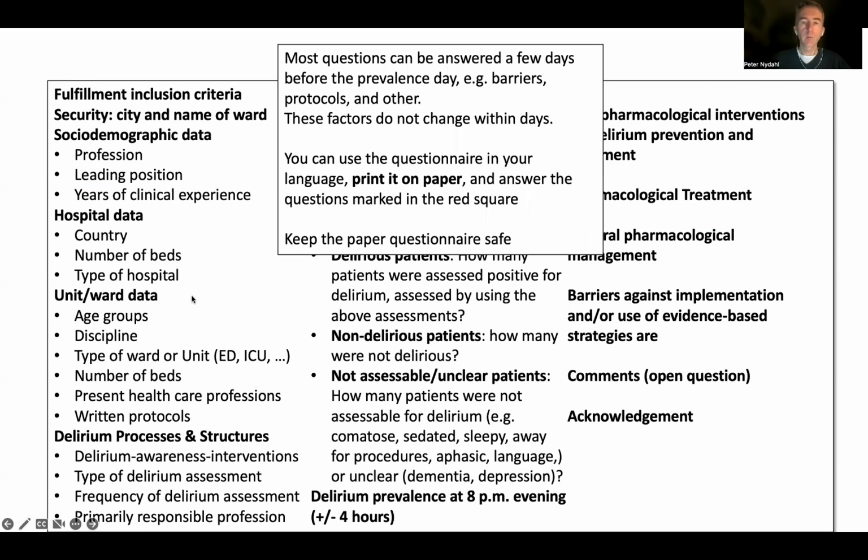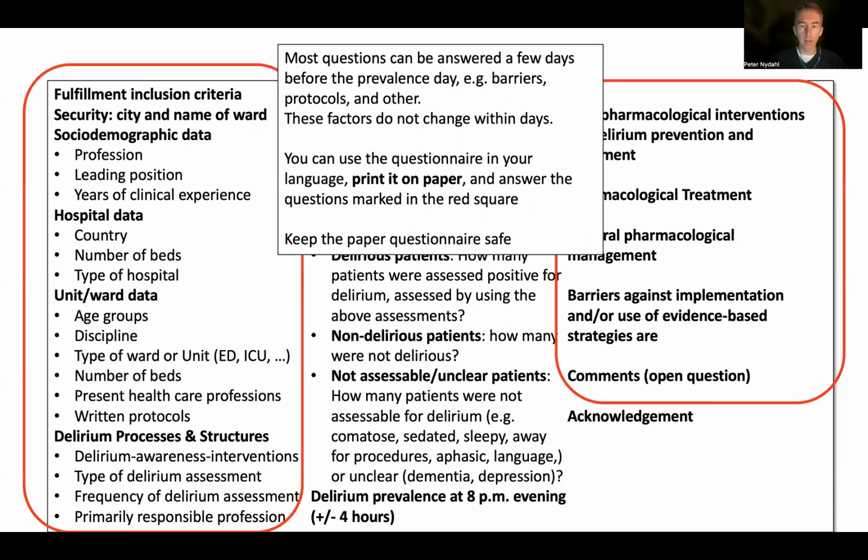Most questions can be answered a few days before the prevalence day, because factors like hospital size and so on do not change within days before the survey. You can use this questionnaire in your own language, print it on paper, and answer the questions marked in the red square on the right and left side. And of course, keep the paper questionnaire safe until the prevalence day.